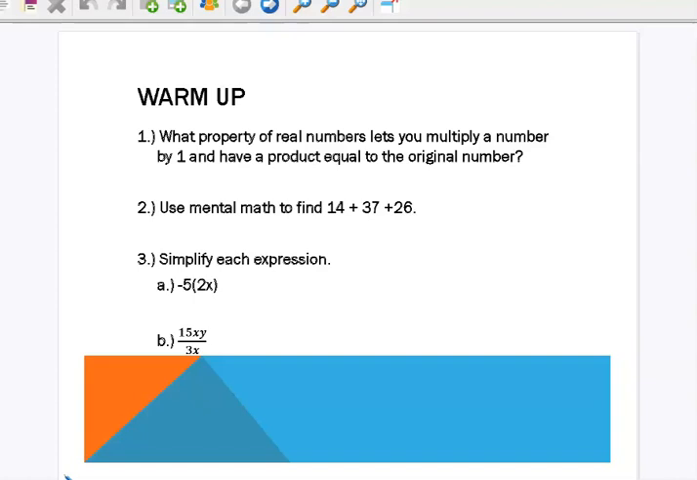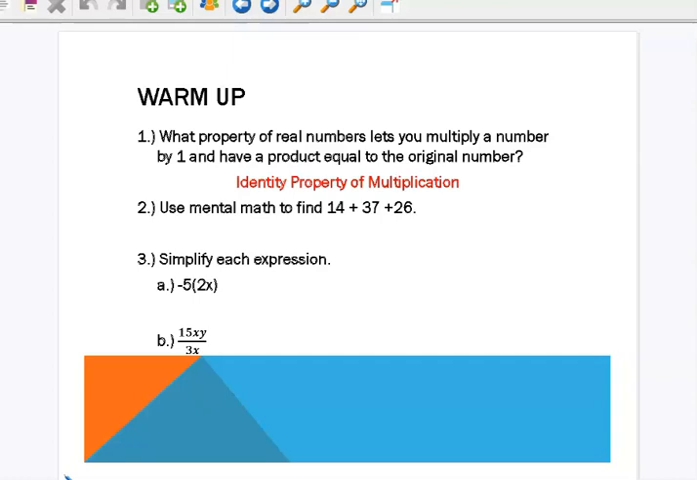Okay, let's look and see how you did on that first one. It says, what property of a real number lets you multiply a number by 1 and have a product equal to the original number? So I'm multiplying a number by 1, and my answer is the same original number. That property is going to be the identity property of multiplication.